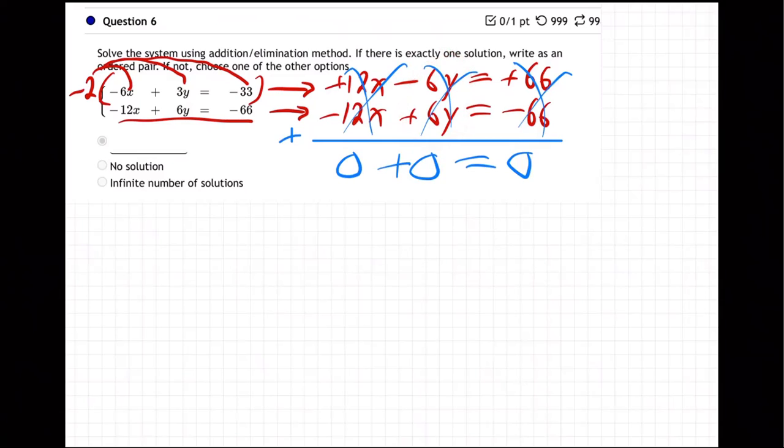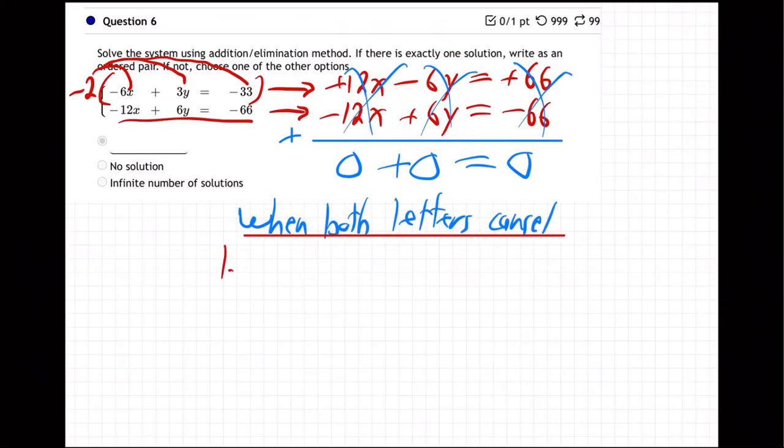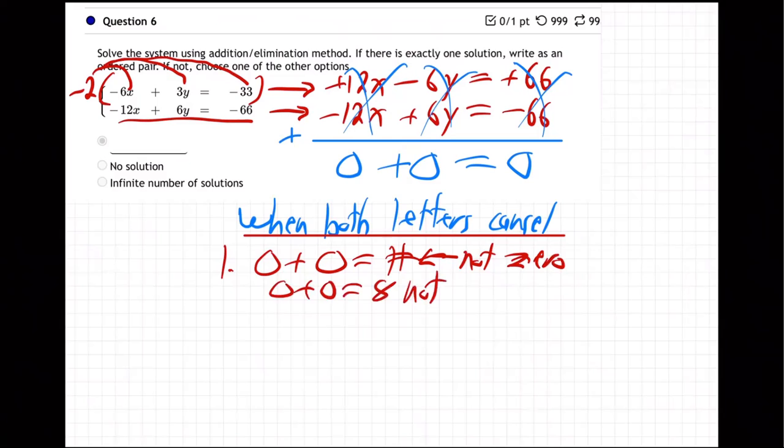What does that mean? Well, when both letters cancel, that's what just happened here, right? There are two possible scenarios. Number one, you get 0 plus 0 equals a number that's not 0, like 0 plus 0 equals 8. That is not true. 0 plus 0 does not equal 8 or whatever number you have over there. So that means no truth, no solution. But that's not our case, is it?